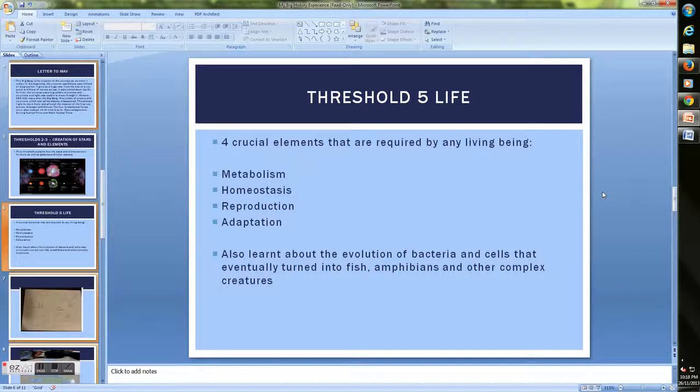Metabolism is the ability of a living organism to make or take energy from its surroundings. Homeostasis is the living organism's ability to regulate its internal condition. Reproduction is the organism's ability to create a copy of itself to keep it alive, basically. And adaptation is the organism's ability to change from generation to generation to become better suited to its environment.